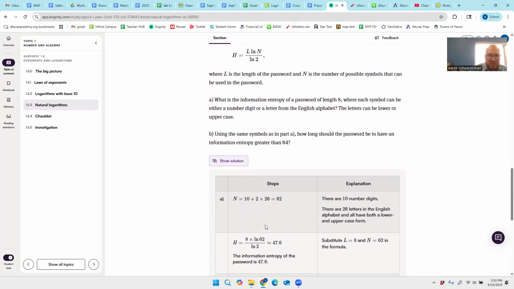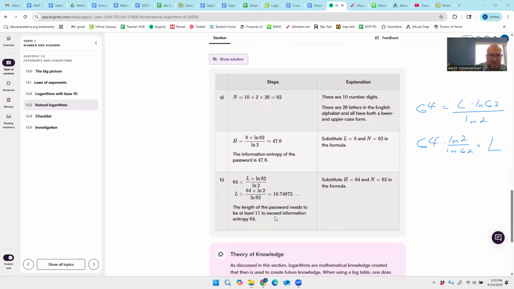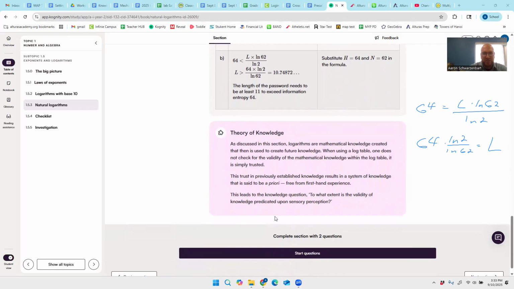Yep. Now it says to do that to find where it's greater than 64. So I set up the equation. I don't know the length here. Still 62. So I'm going to multiply 64 by the reciprocal of what's on the other side. So it's going to be ln 2 over ln 62, times 64. And that's going to be the length of my password. And I've got 10.74, so this has to be length 11. Has to be at least 11.